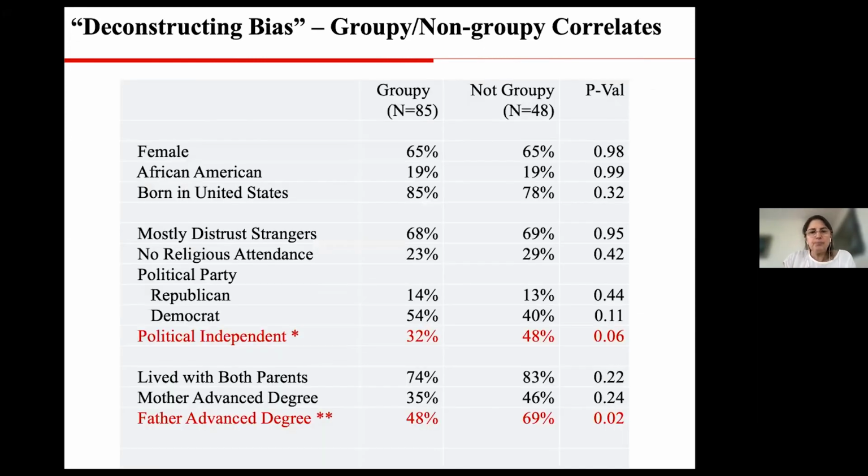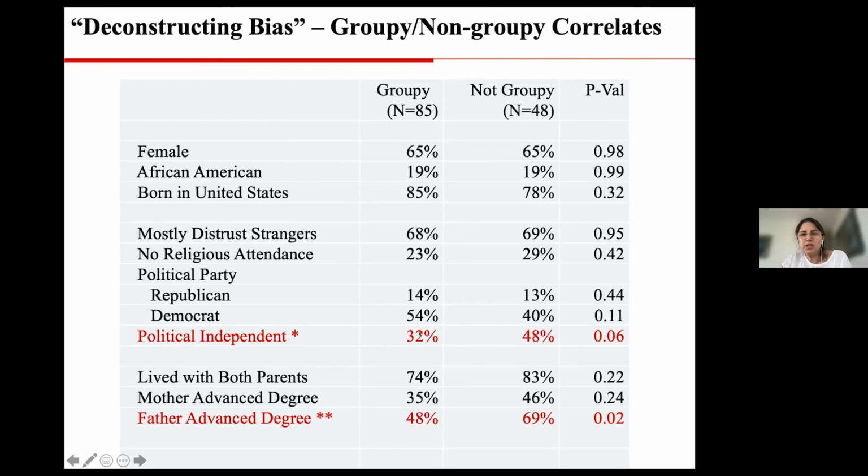Are there correlates with other kinds of behavior or other kinds of circumstances? So in this particular sample, there are 85 groupie people and 48 not groupie people. And basically, these are just the ones we tested: women, race, born in the United States, but two do come out.